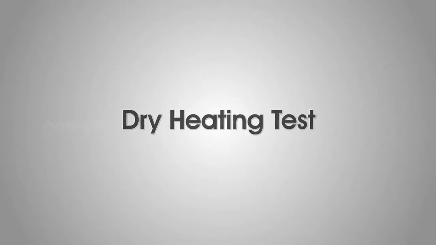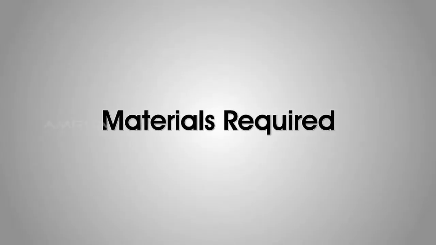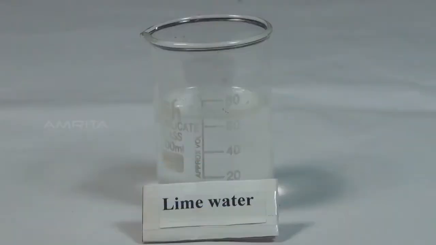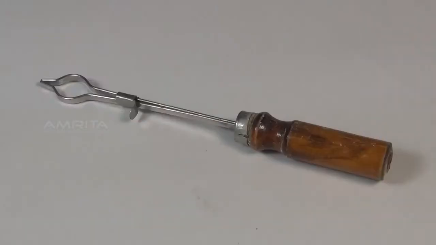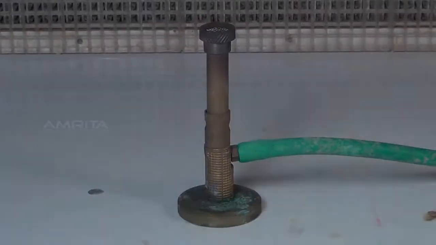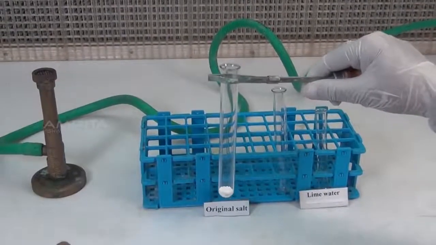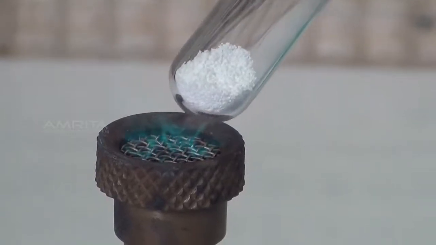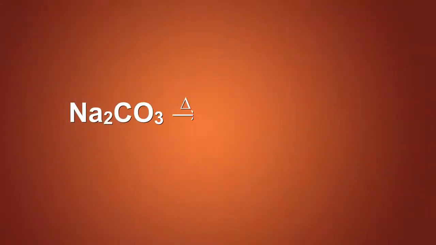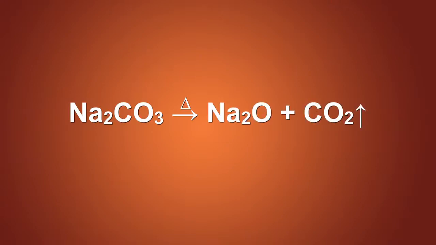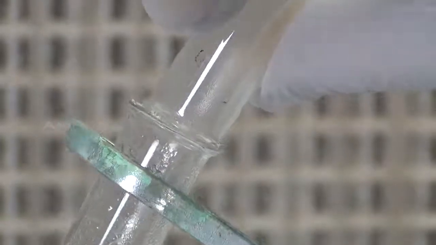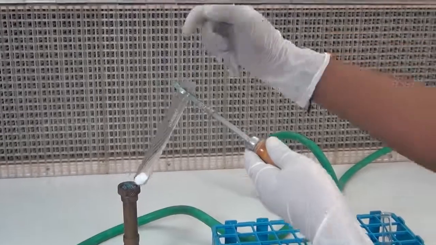Dry heating test. Materials required: original salt, test tubes, lime water, test tube holder, and a Bunsen burner. Procedure: take a small quantity of the salt in a test tube and heat it over the Bunsen burner. On heating, carbonate undergoes decomposition to evolve colorless, odorless gas of carbon dioxide. Cover the test tube containing salt with an empty test tube and collect the gas.